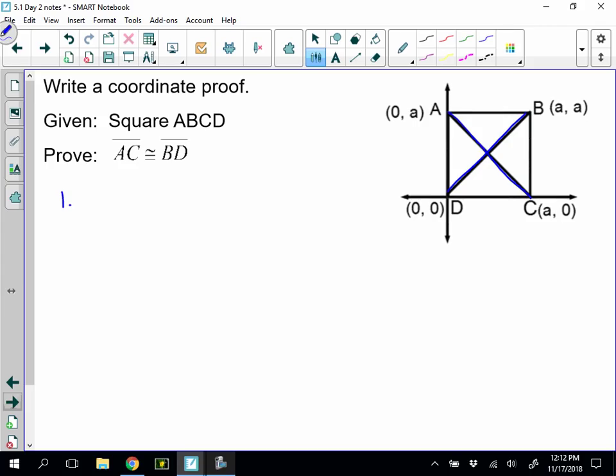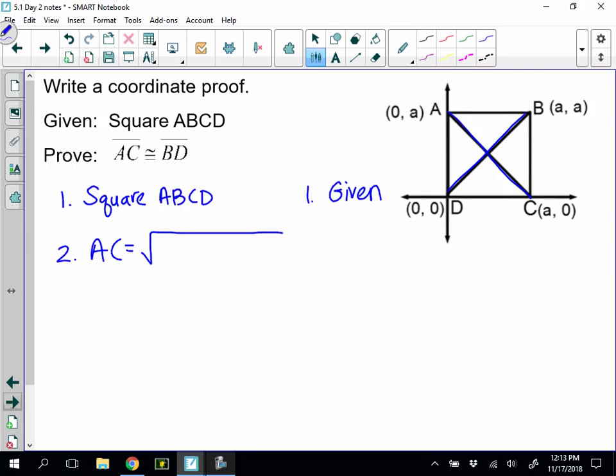So number 1, we're still going to start with our givens. So we're going to write here that square ABCD is given. So line 1 over here is given. Okay, line 2. If I'm trying to show that the diagonals are congruent, I need the length. So let's calculate the length of AC. I need to use my distance formula.